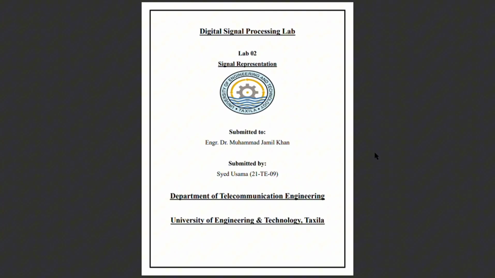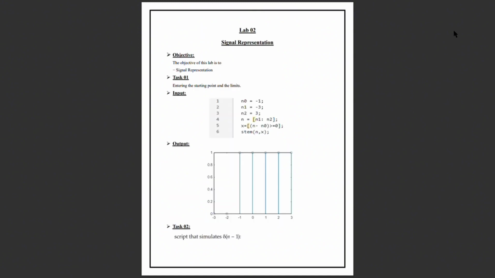In this video, I am going to explain Lab 2 of Digital Signal Processing Lab. Objective: the objective of this lab is signal representations. In task 1, entering the starting point and the limits, in which we have n0 = -1, n1 = -3 and n2 = 3, setting the starting point n0 and the limits n1 and n2 for the index n.